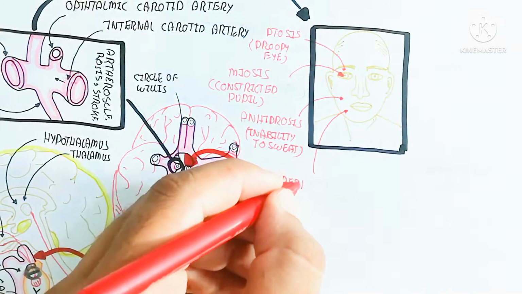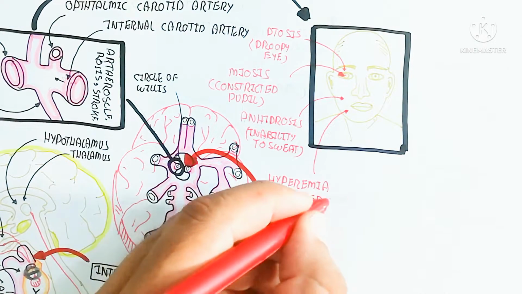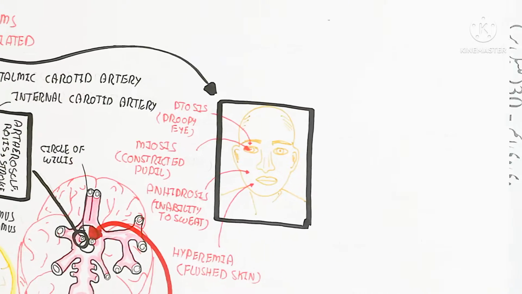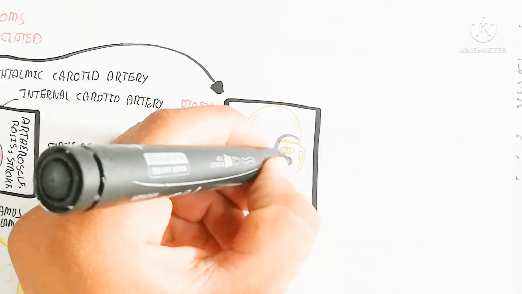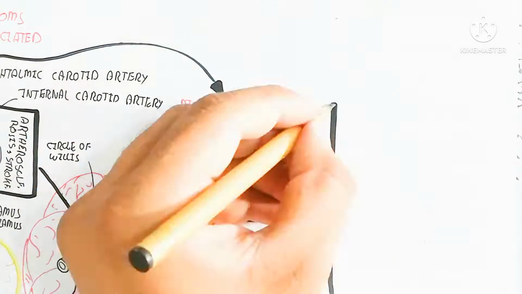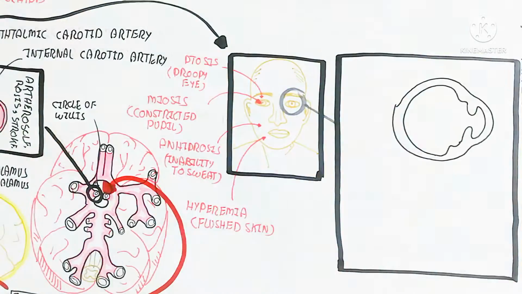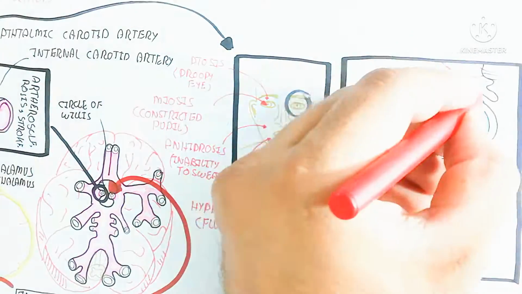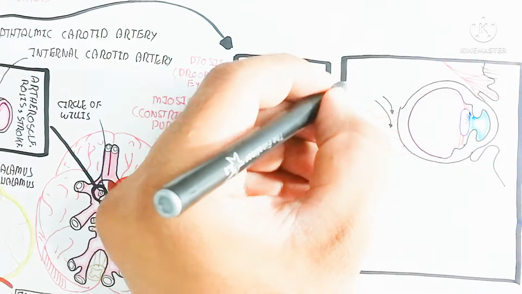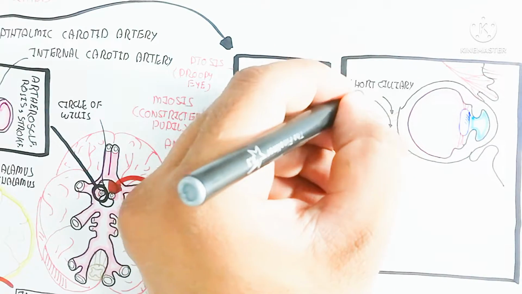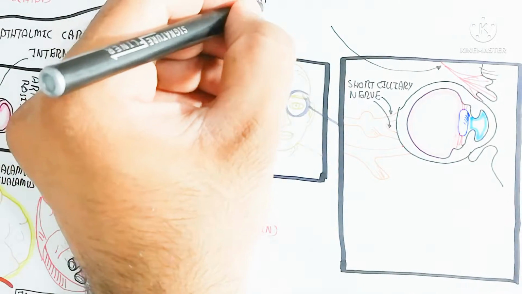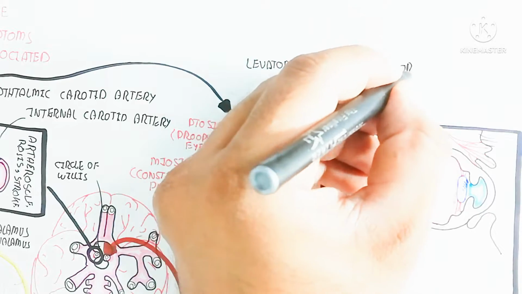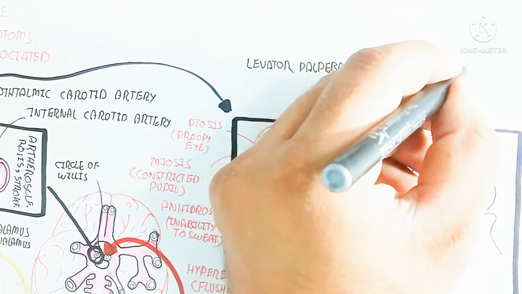the constriction of the pupil, because the sympathetic nervous system is not completely functioning, with delay due to the damaged trigeminal nerve. And this is anhidrosis, which is the inability to sweat, and hyperemia. Hyperemia is flushed skin that occurs due to not sweating. So this nerve is basically the ophthalmic division of the trigeminal nerve. The trigeminal nerve has three divisions, one of which arises from the ophthalmic division.